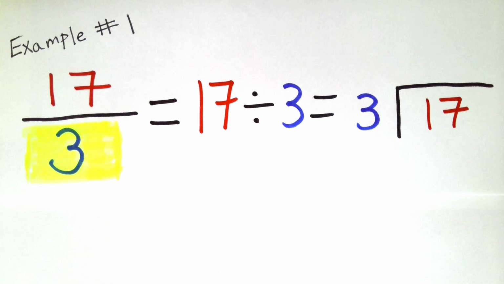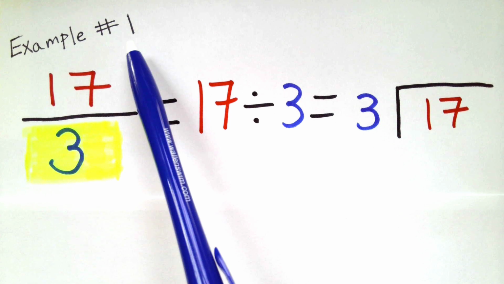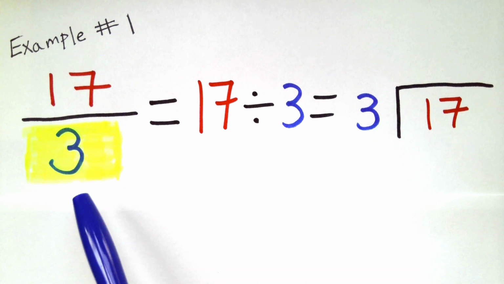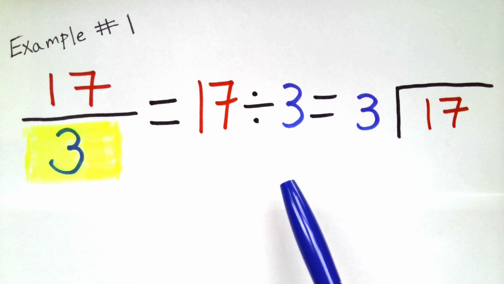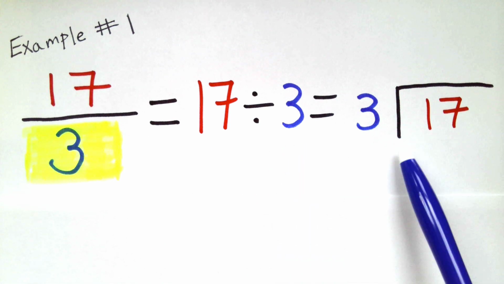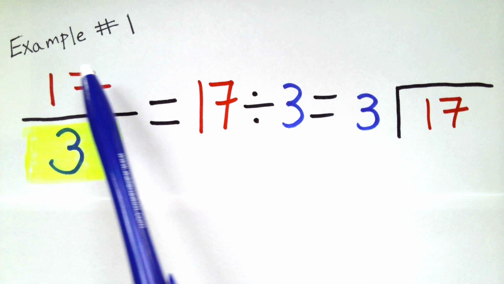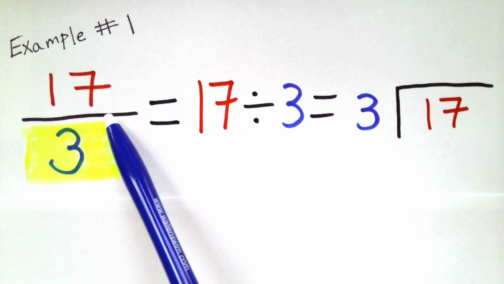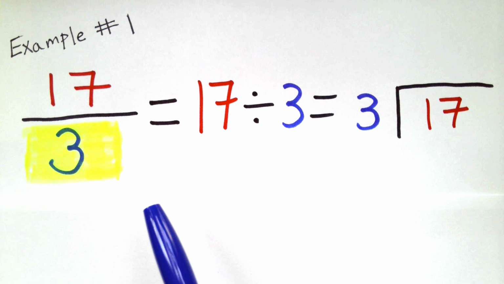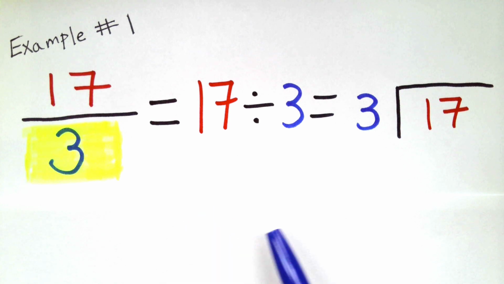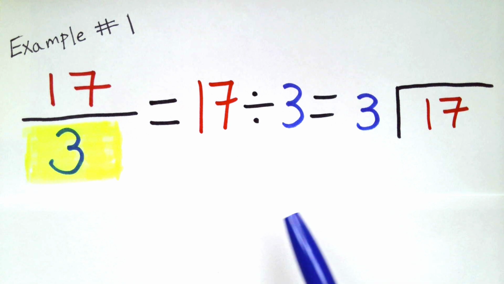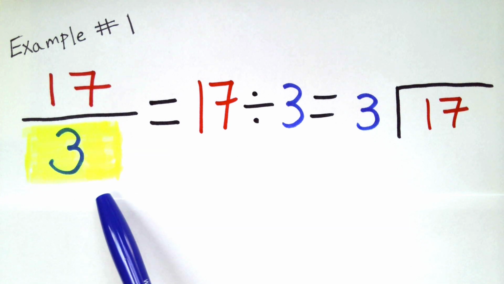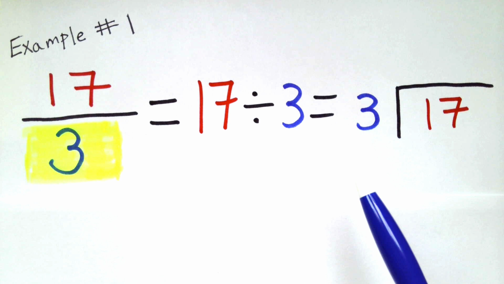All right, so I've set up a number of examples. In this next example, number 1, I have 17 thirds. Another way to write that is 17 divided by 3. So stick around for part 19. I'm going to go over this example and show you using symbols how to convert an improper fraction into a mixed number.